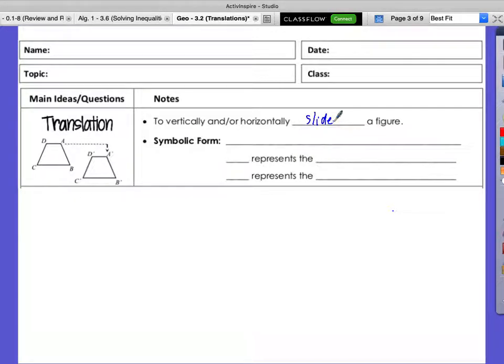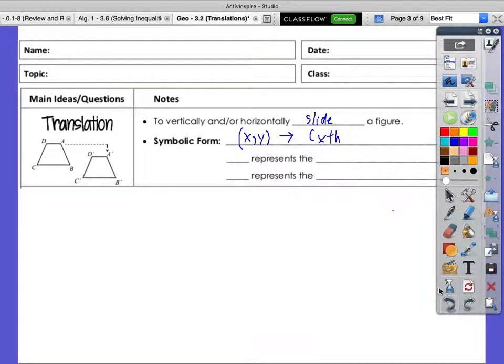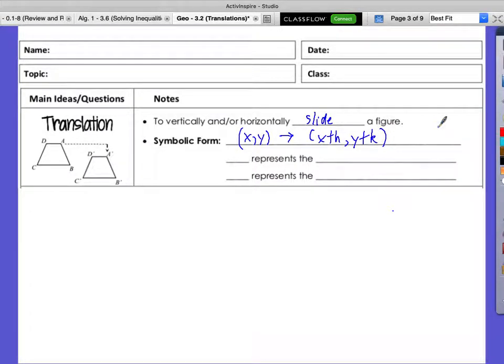In symbolic form, do you guys remember the (x, y) yields thing we just did? We have (x, y) yields (x + h, y + k). Write that down for a second, and I'll explain it, okay? Hold your horses if you're confused. I know you don't understand where the h and k came from. I haven't explained that yet. Give it 2 seconds and I'll explain, okay?